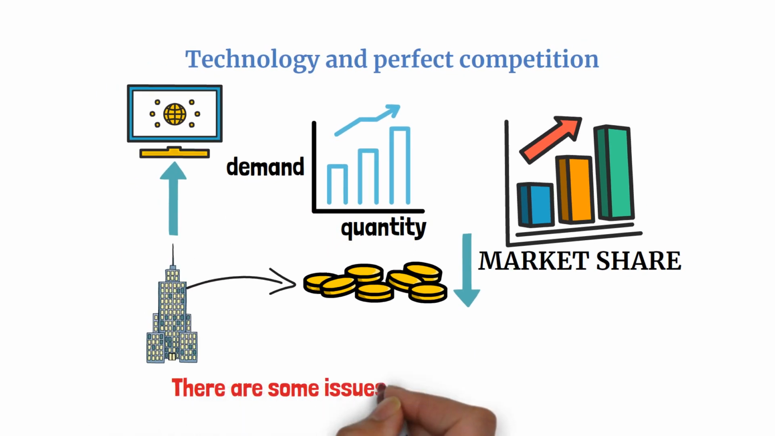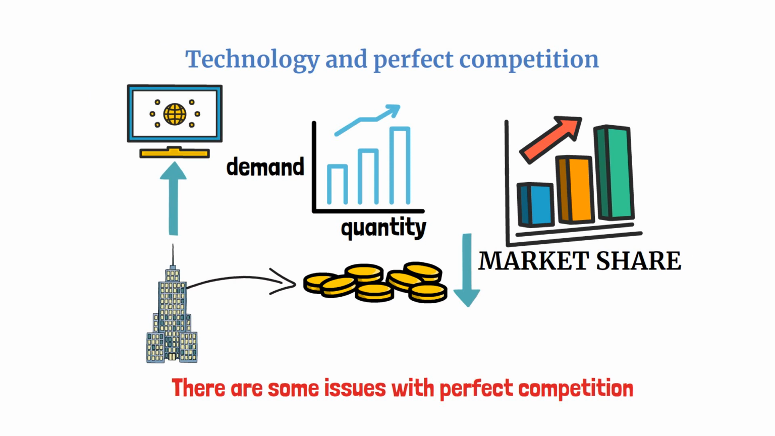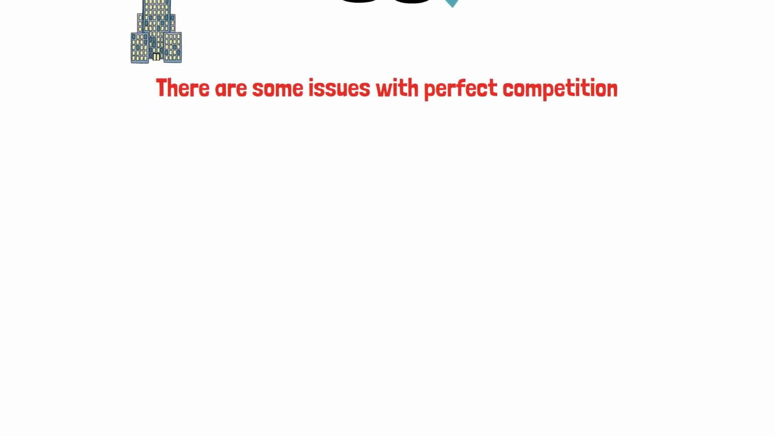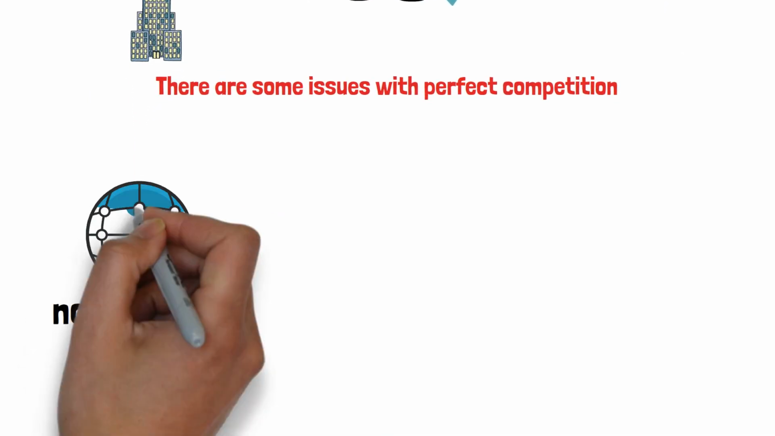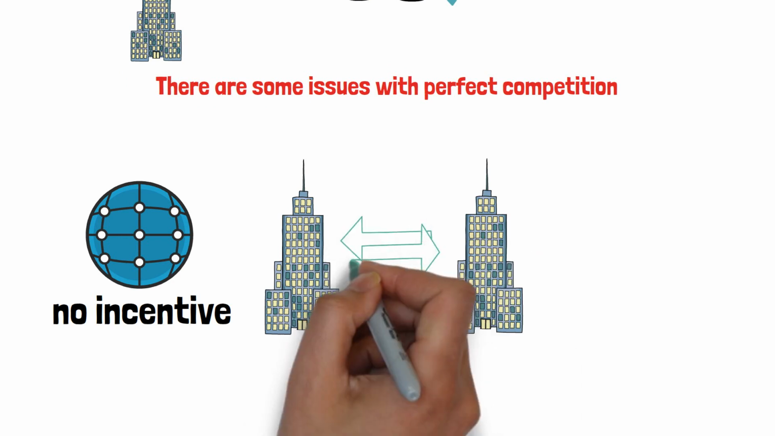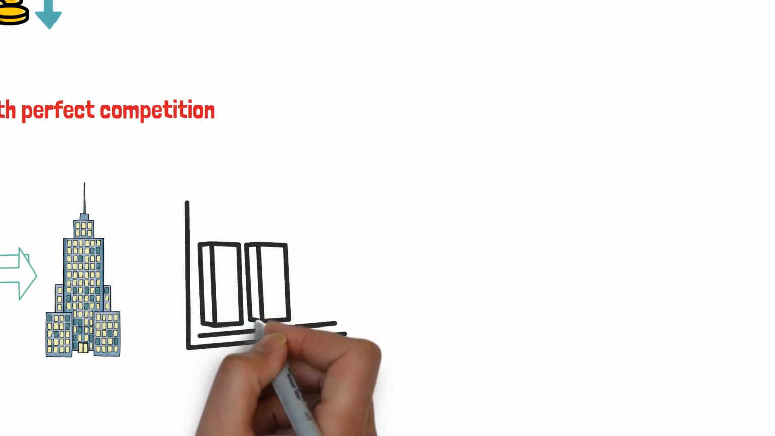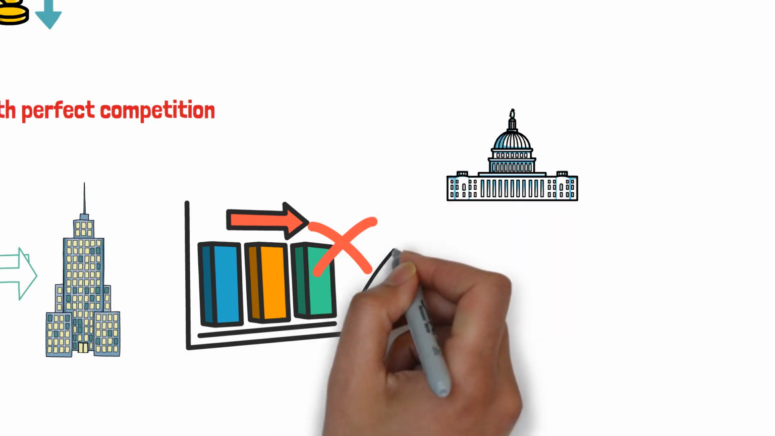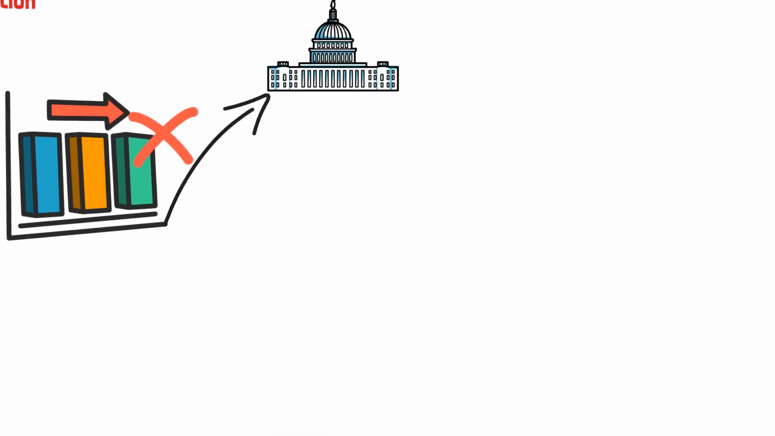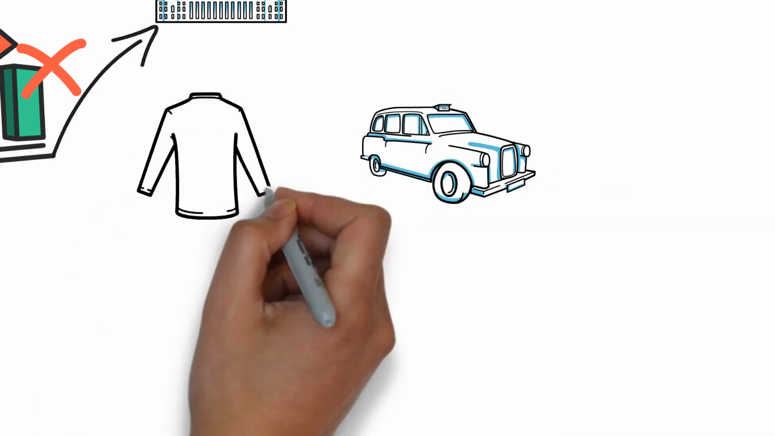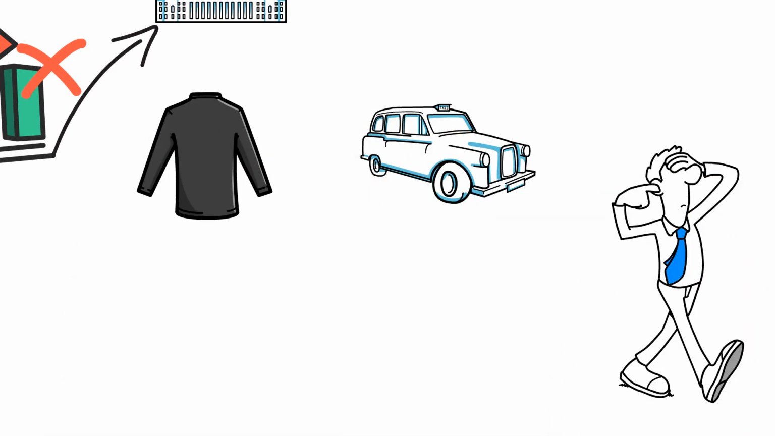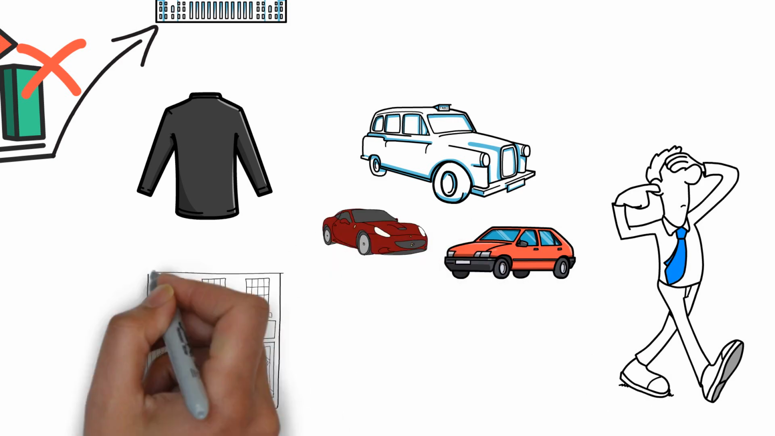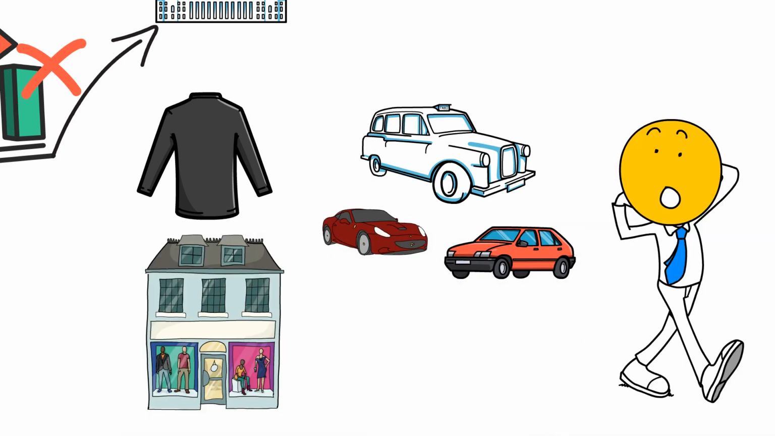There are some issues with perfect competition. With perfect knowledge, there is no incentive to develop new technology because it would be shared with other companies. If there are externalities in production or consumption, there is likely to be market failure without government intervention. Undifferentiated products are boring, giving little choice to consumers. Differentiated products are very important in industries such as clothing and cars.